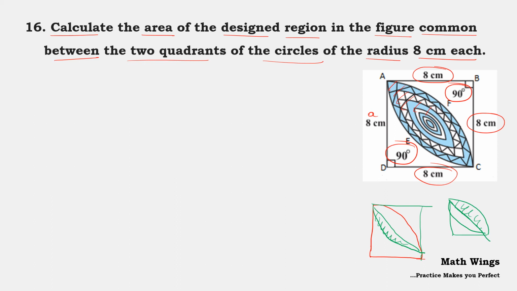So what can we find here? How can we find the area of the shaded region? Easily we can find it this way: area of the shaded region is equal to 2 times the area of the segment.